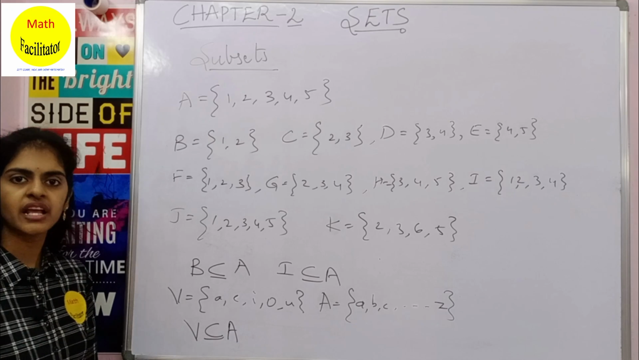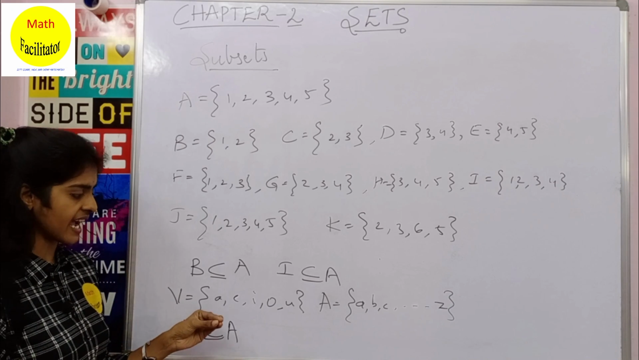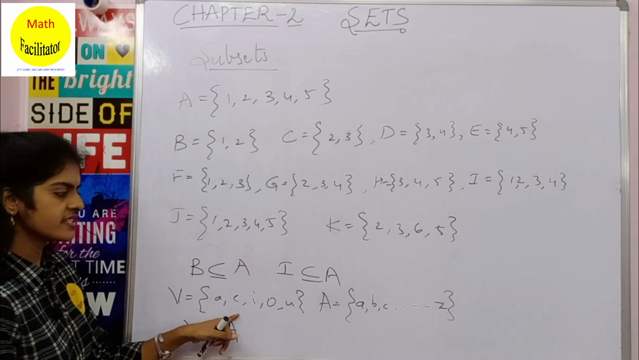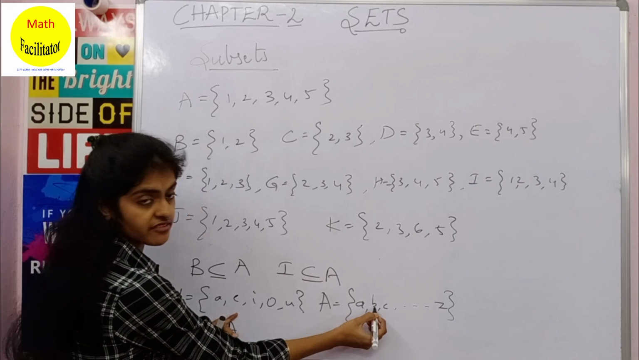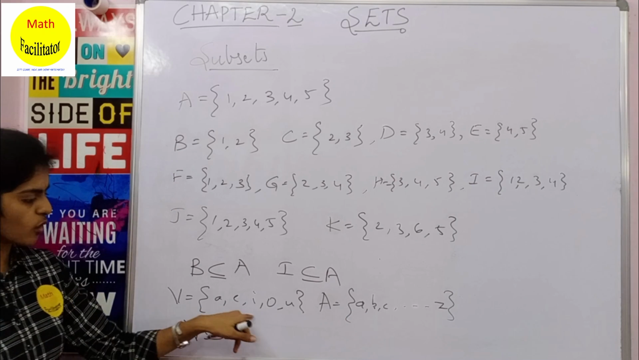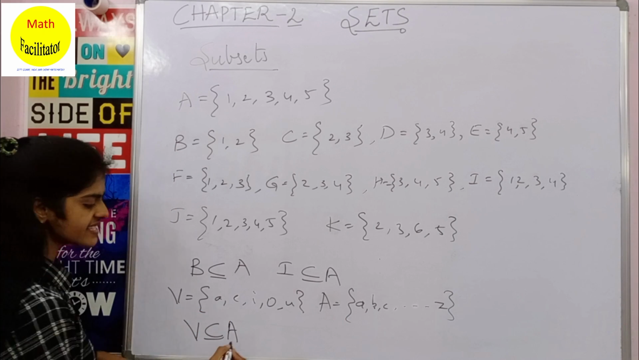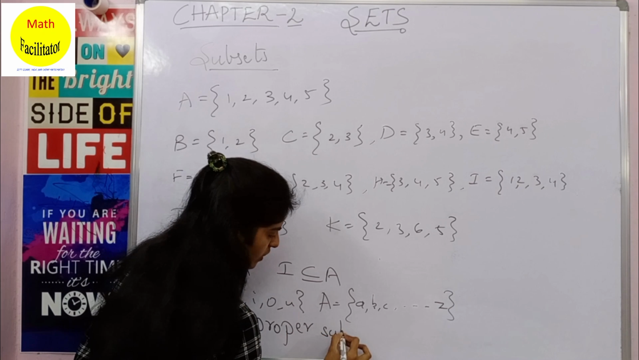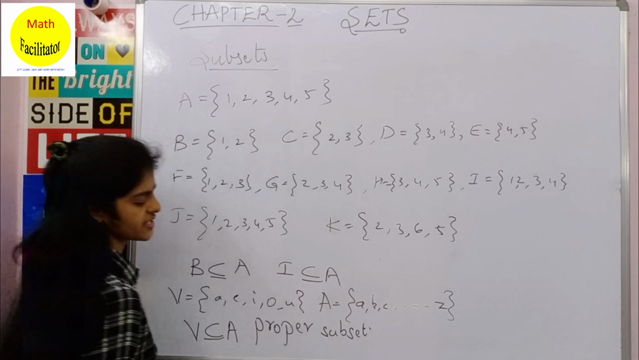Do you see this? But you can also see that there are some elements in A which are not in V. Suppose you take the element B, you have the extra element B in A but there is no B here. So in this case you say that V is a proper subset of A. So V is a proper subset of A.